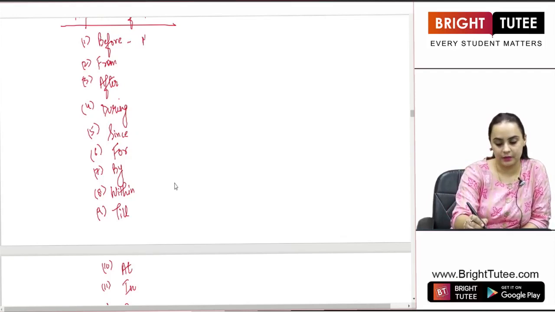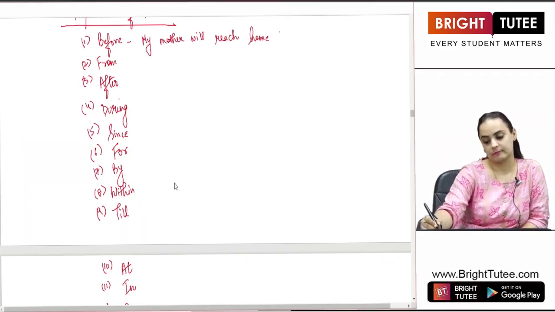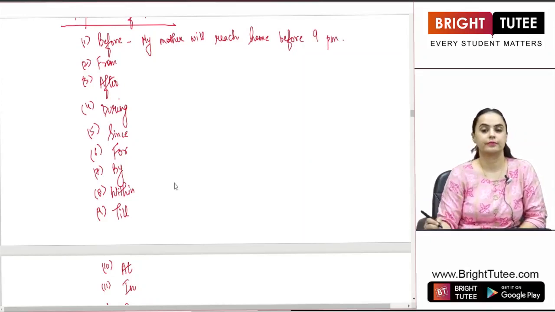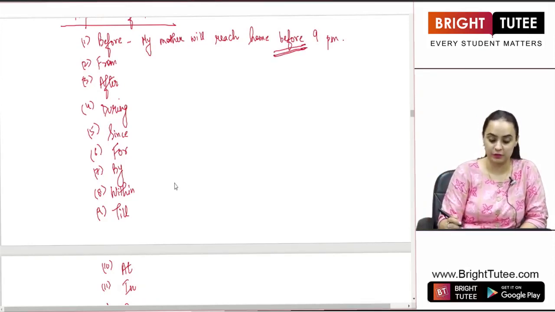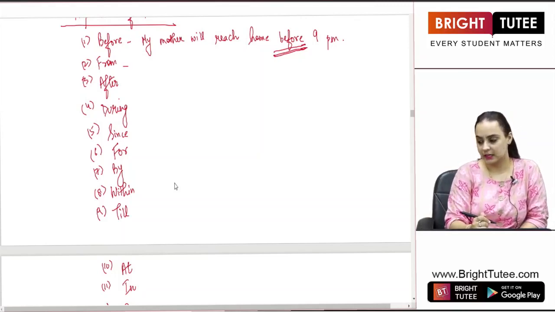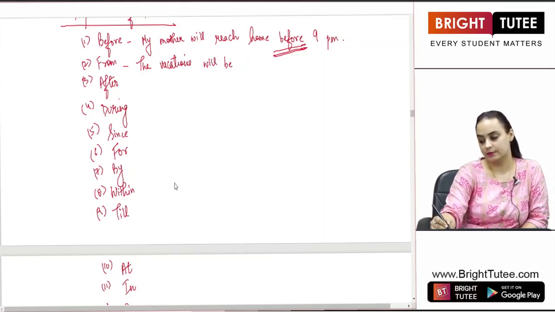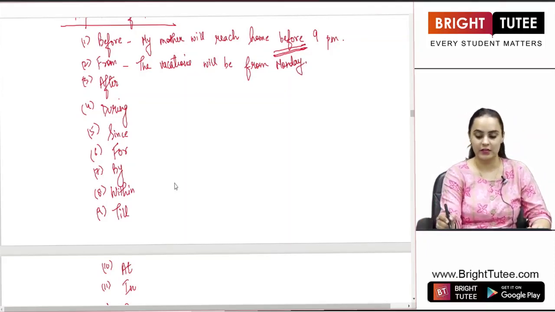Before. So if I say my mother will reach home before 9 p.m. So what is the time when my mother will reach home? Before 9 p.m. So preposition of time. From is the second preposition. If I say the vacations will be from Monday. So what is the time when we are going to have the vacations? From Monday.